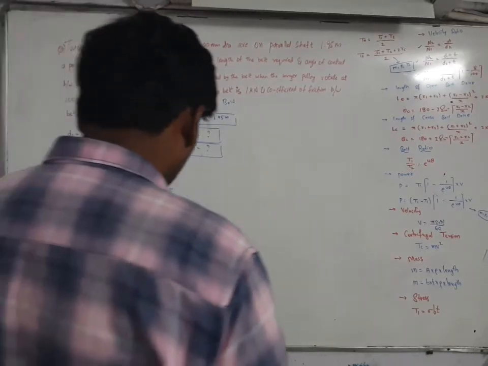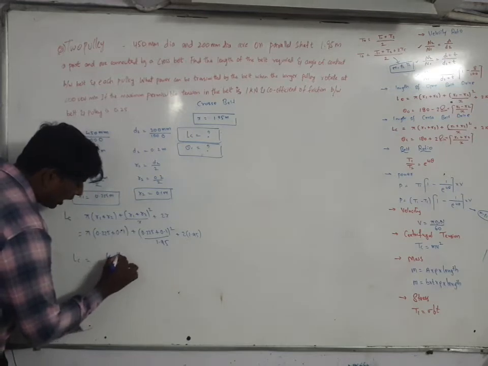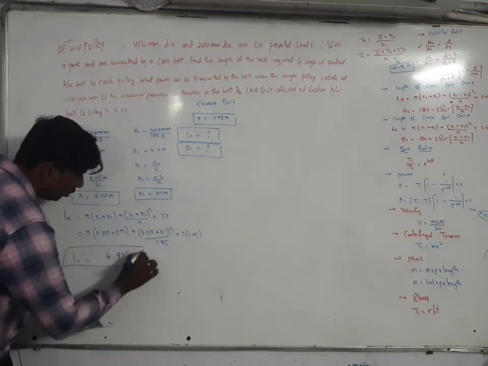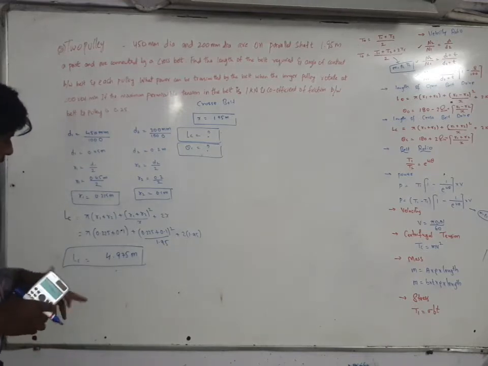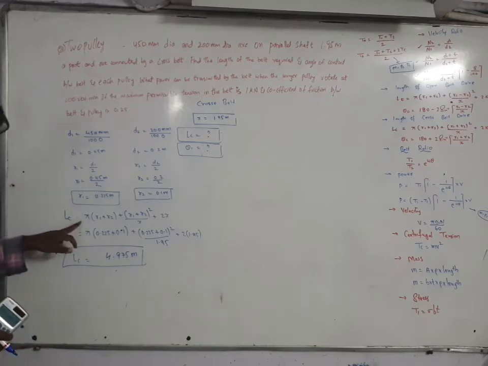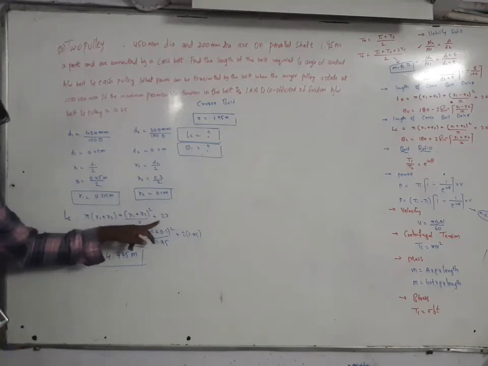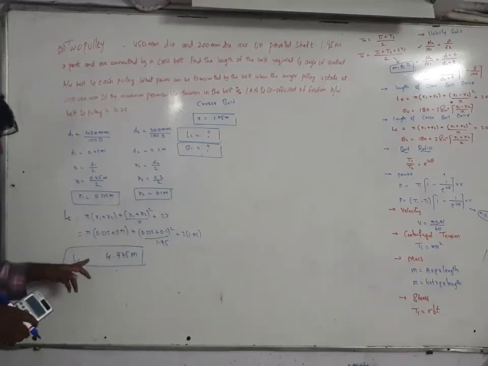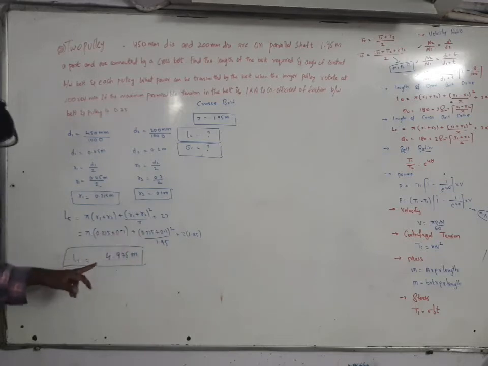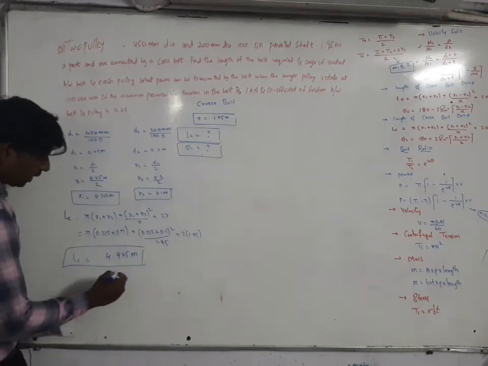So with the help of a calculator, if you solve this, you will get 4.975 meter. This is the length of the belt. The formula is pi (R1 plus R2) plus (R1 plus R2) whole square by x, plus 2x. You know the value of R1, R2 and x. If you substitute, you will get the length of the belt. Next, you have to find out the value of theta.